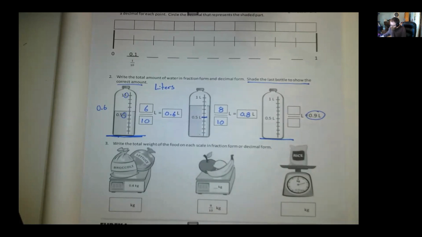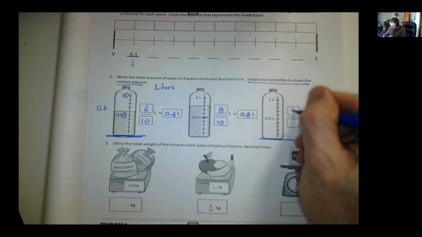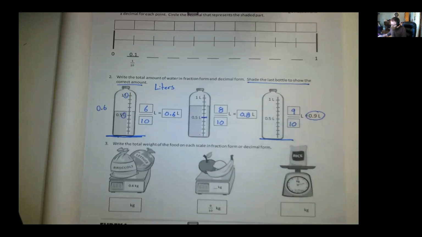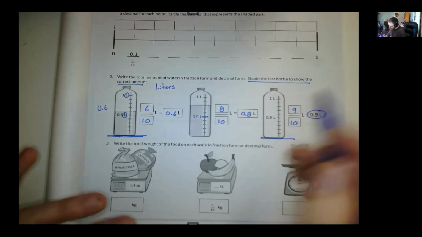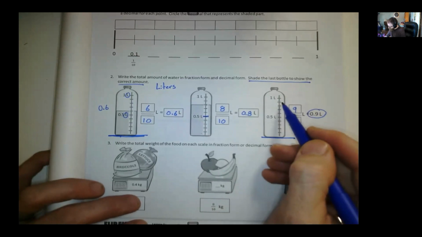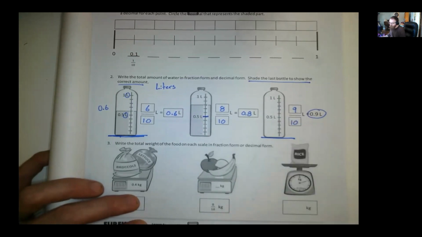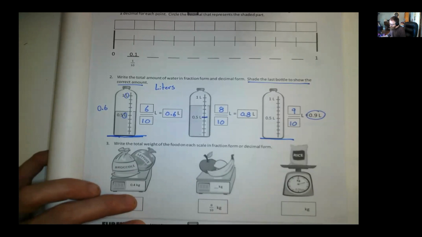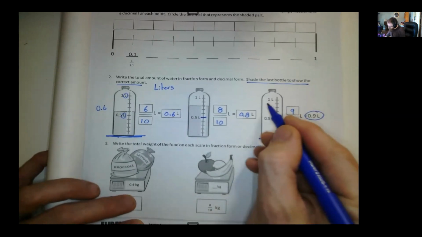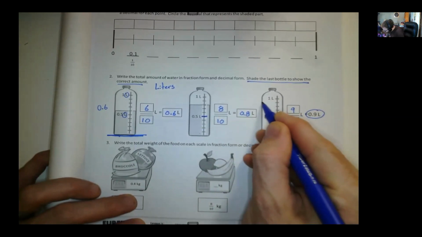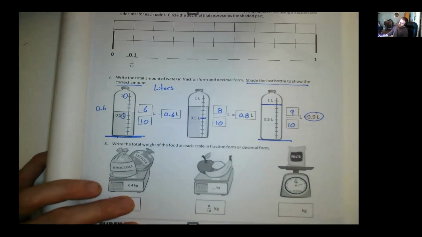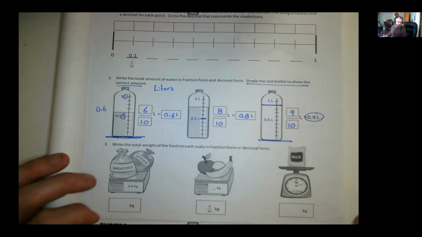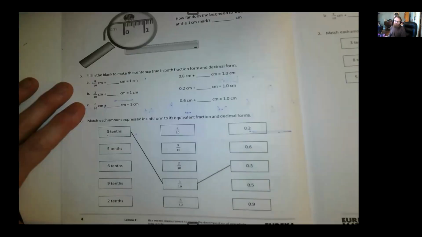Show this in fraction form, 9 tenths of a liter. And where will our water line fall on our container? 9 tenths of a liter is 1 away from our whole, 1 whole liter. It is 1/10 away. So our liquid line will be right here, 9 tenths of a liter.